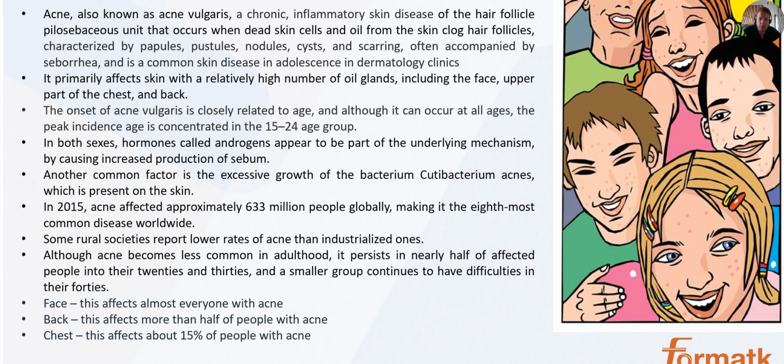It primarily affects skin with a relatively high number of oil glands, including the face, upper part of the chest, and back. The onset of acne vulgaris is closely related to age, and although it can occur at any age, its peak incidence is concentrated in the 15 to 24 age group. It can happen in both males and females, and hormones called androgens appear to be part of the underlying mechanism by causing increased production of sebum. Another common factor is excessive growth of the bacterium Cutibacterium acnes, which is present on the skin.